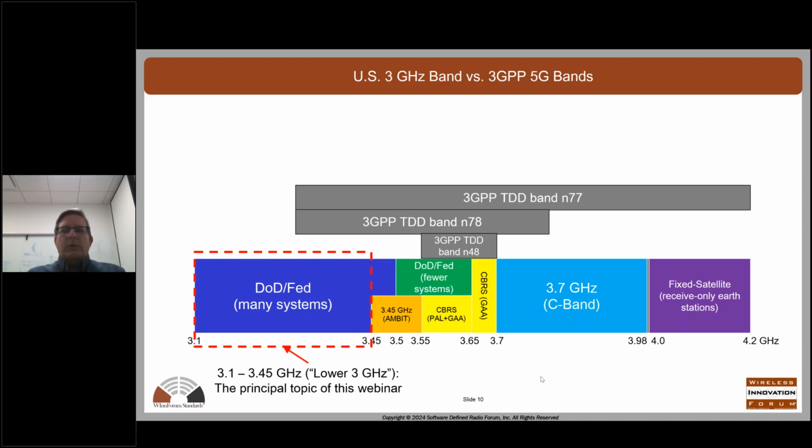Already in other parts of the world, N77 and N78 are being used for high power operation. So other countries around the world, and in fact, CTIA has a nice chart showing where N77 and N78 are being used around the world. So yes, other countries are using it. Other countries' militaries don't have quite the intensive use of the 3 gigahertz band that we do. That's what's making it more challenging.